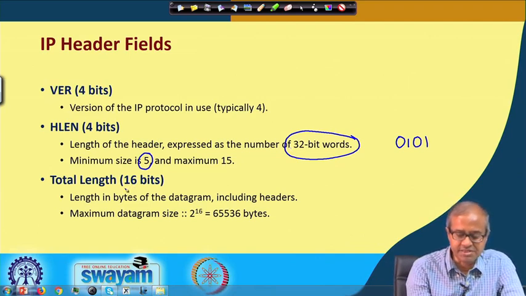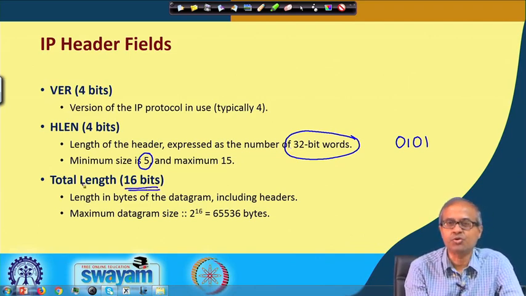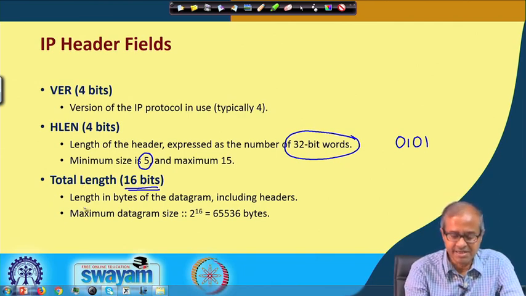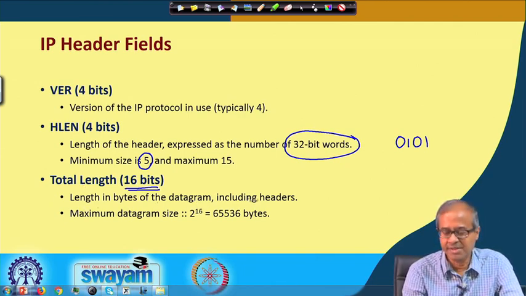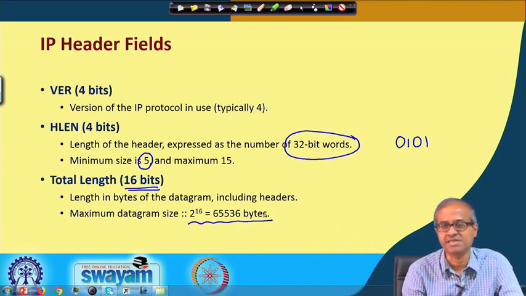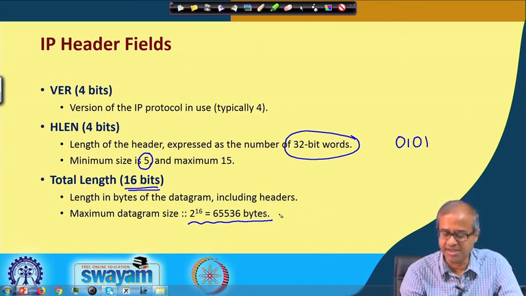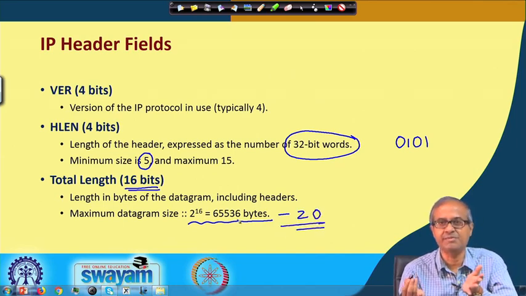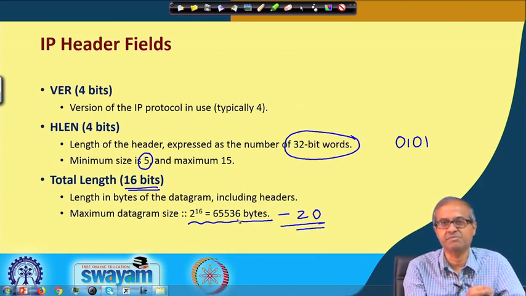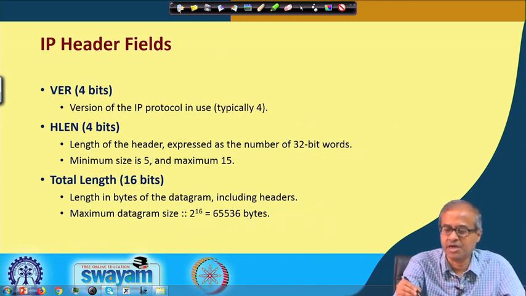Then there is a field which is 16 bits long. This is total length. This indicates the total size of the datagram including the headers. Now, in 16 bits, what can be the size? 2 to the power 16 is 65536 bytes. And if you subtract the header, suppose at the minimum the header is 20, you go minus 20, that many bytes can be there as part of the data. That is the maximum size of the data in IP. This is what IP supports.